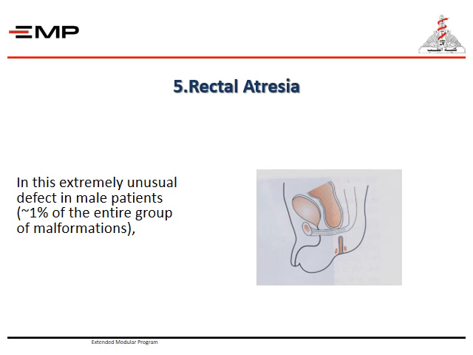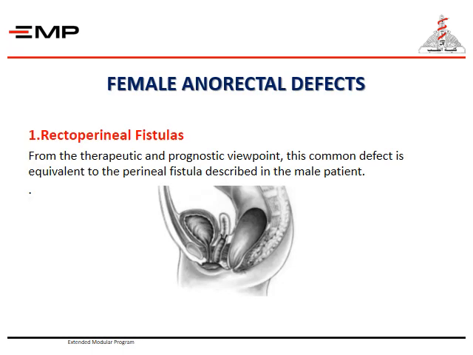The repair involves a primary anastomosis between the upper pouch and anal canal and is ideally approached posterior sagittally. Patients with this defect have all the necessary elements to be continent and have an excellent functional prognosis. Because they have a well-developed anal canal, they have normal sensation in the anorectum and have almost normal voluntary sphincters. From the therapeutic and prognostic viewpoint, this common defect is equivalent to the perineal fistula described in the male patient.